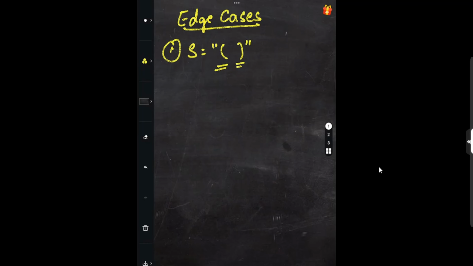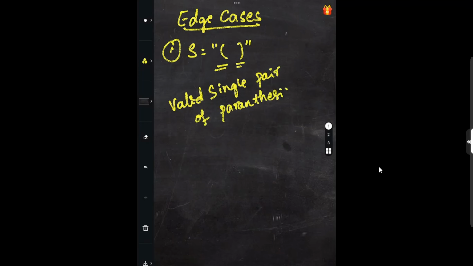So this is for the valid single pair of parentheses, right? This is the first edge case.